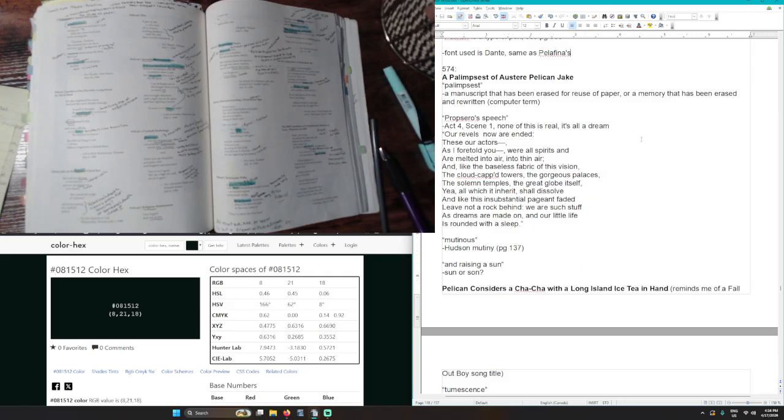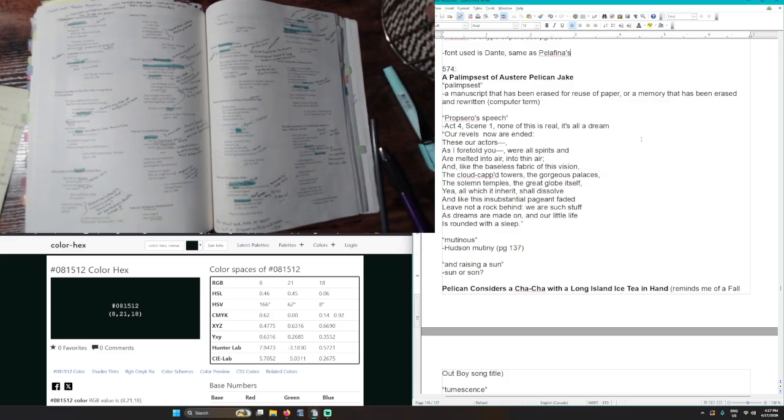And like the baseless fabric of this vision, the cloud-clapped towers, the gorgeous palaces, the solemn temples, the great globe itself, yea, all which it inherit shall dissolve, and like this insubstantial pageant faded, leave not a rock behind. We are such stuff as dreams are made on, and our little life is rounded with a sleep."